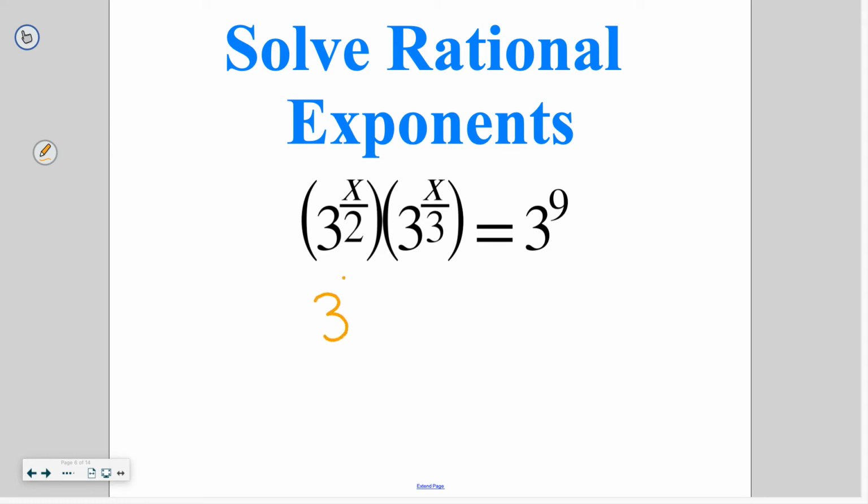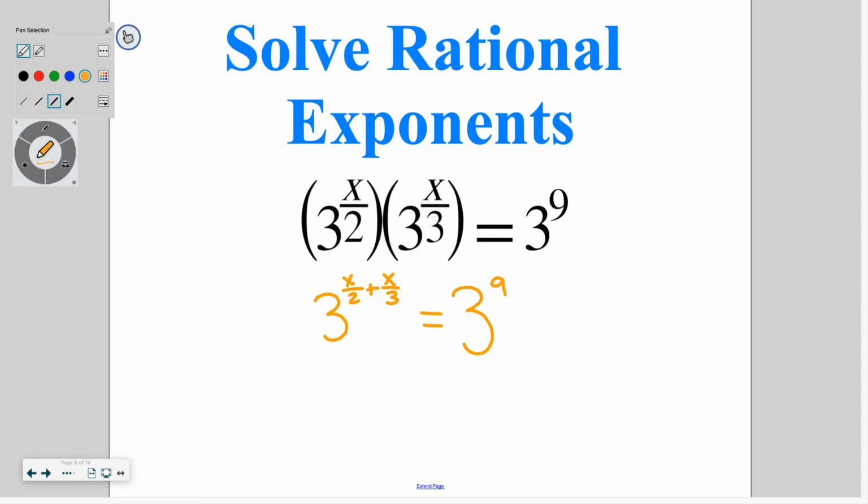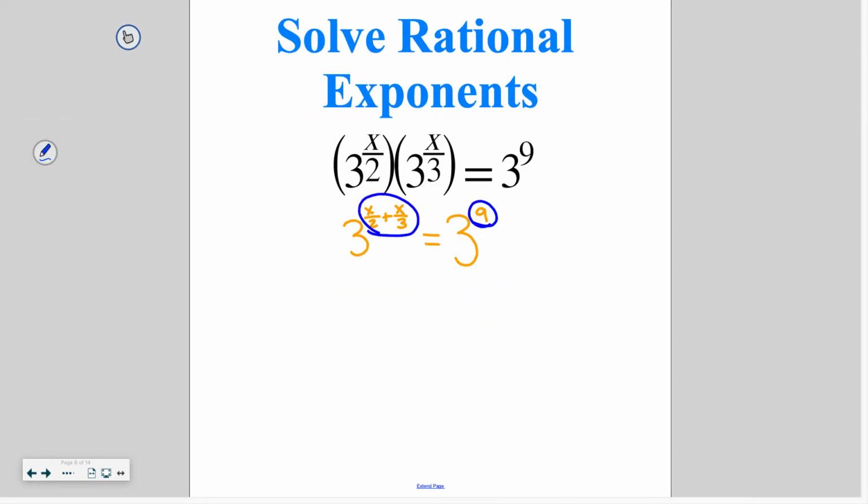So we've got 3 to the x over 2 plus x over 3 power equals 3 to the 9th power. Now, the nice thing about this is our bases are the same, so we can essentially ignore those for a minute. We're just going to look now at the exponents to get an equation to solve. So I now have x over 2 plus x over 3 is equal to 9. Remembering back to our basics, in order to add fractions, we need a common denominator.